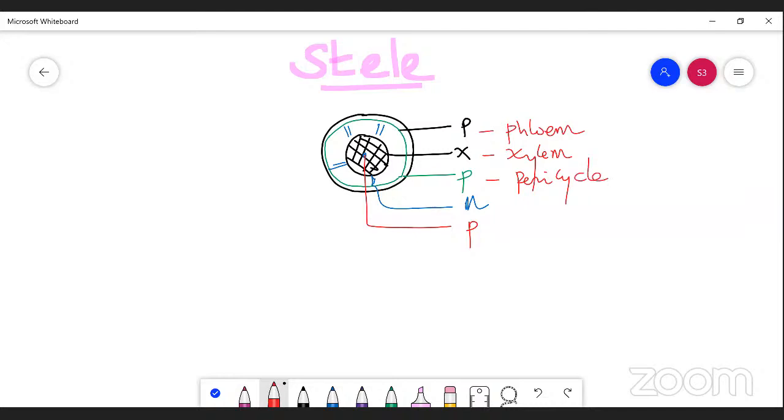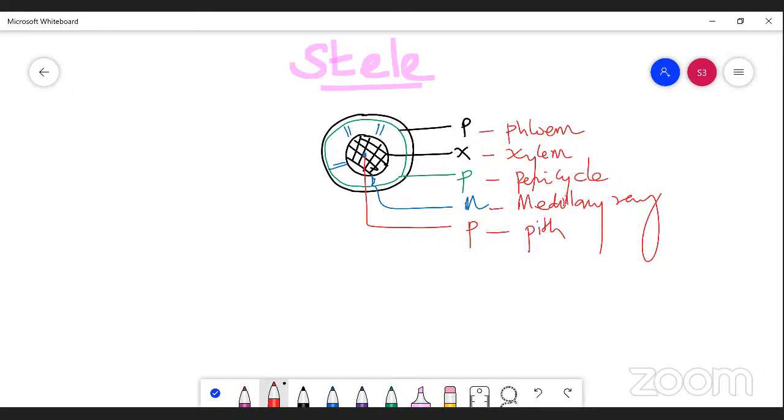The pericycle and the xylem and phloem, these vascular tissues, are interrupted by the presence of rays called medullary rays. At the center of the stele, you find the pith region. Pith is also known as the medulla. So this entire structure is called a stele.